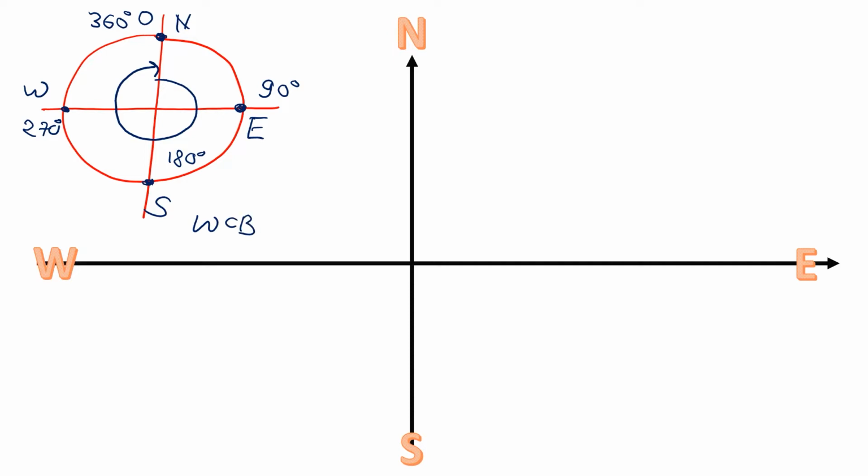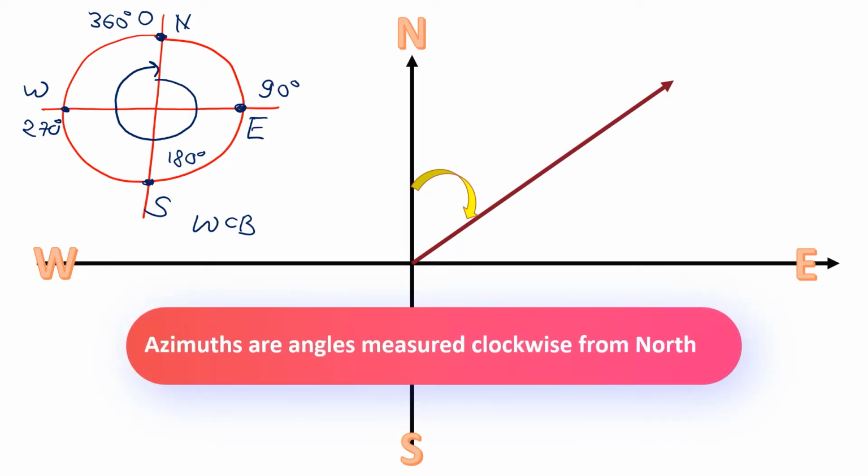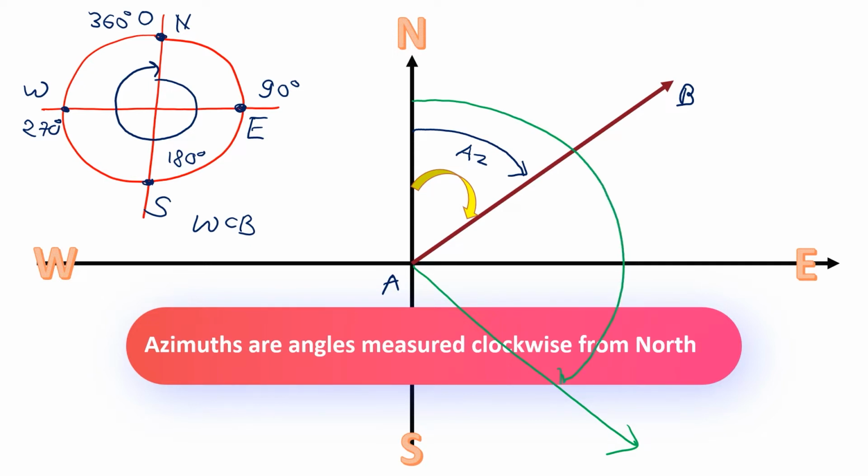So what do you mean by the azimuth? So azimuth is the angle measured clockwise from the north. Okay, so if you take this line AB, the azimuth of this line would be the angle measured clockwise from the north. So this angle is the azimuth of this line. So let's say we have another line right here. What is the azimuth of this line? You draw this angle clockwise from the north. So this angle would be the azimuth of this green line.